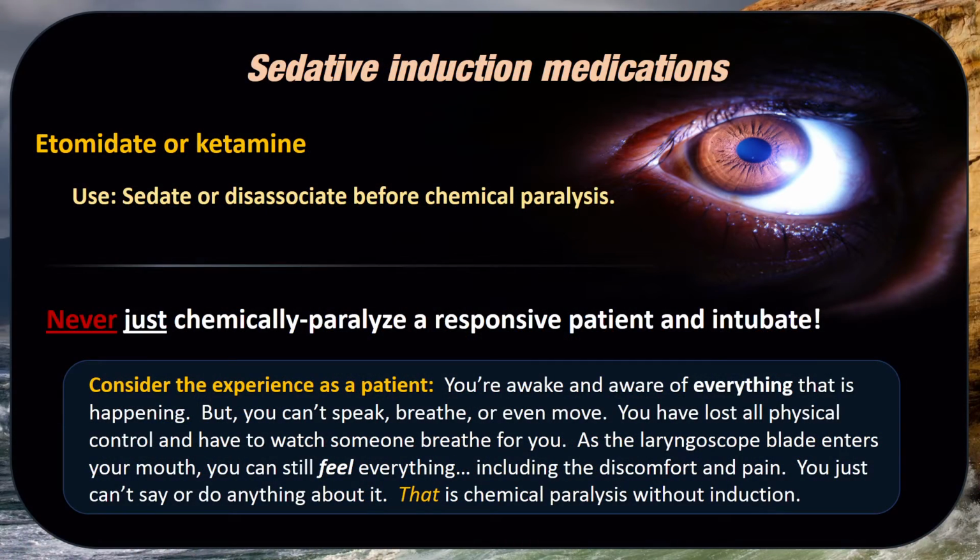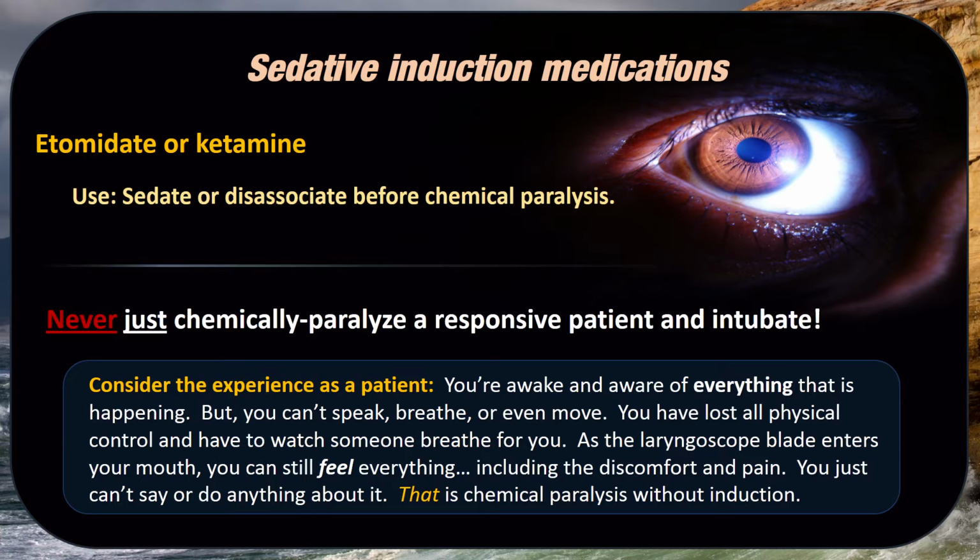So as we move into our sedative induction agents, moving exactly into the RSI process, we start talking about our drug options of etomidate or ketamine, and we give you the choice to make that decision of what you would like to use there. We're going to sedate, or we're going to dissociate, before chemical paralyzation. One of the biggest things to remember here is that we have to use one of the two, a sedative or a dissociative drug, in order to paralyze that patient.